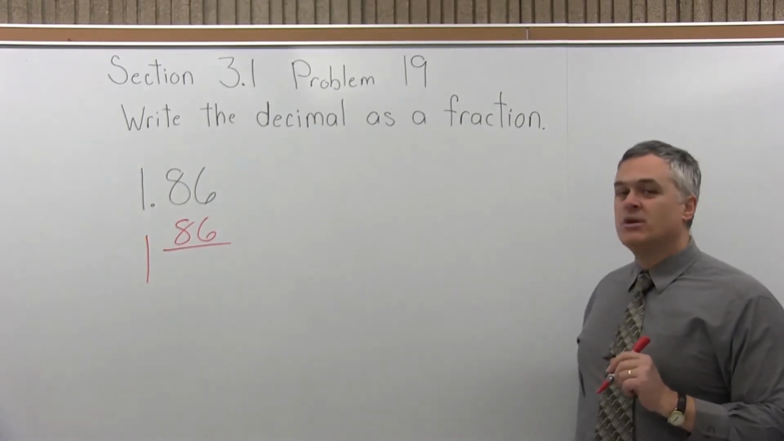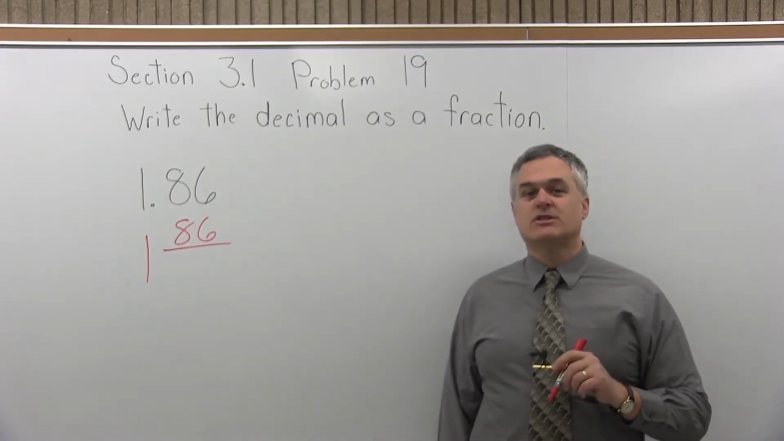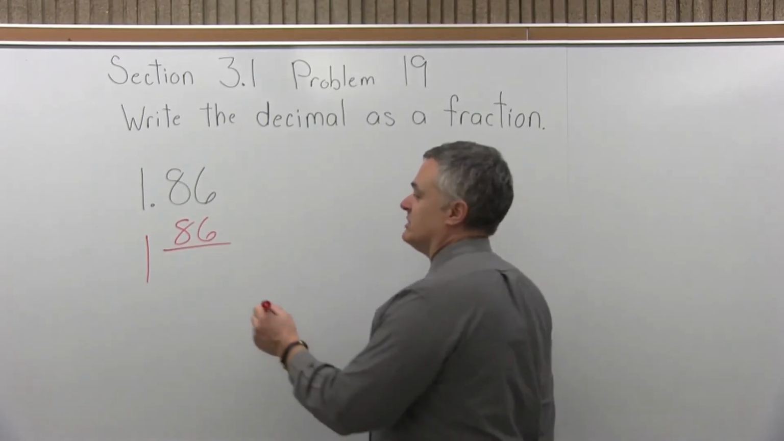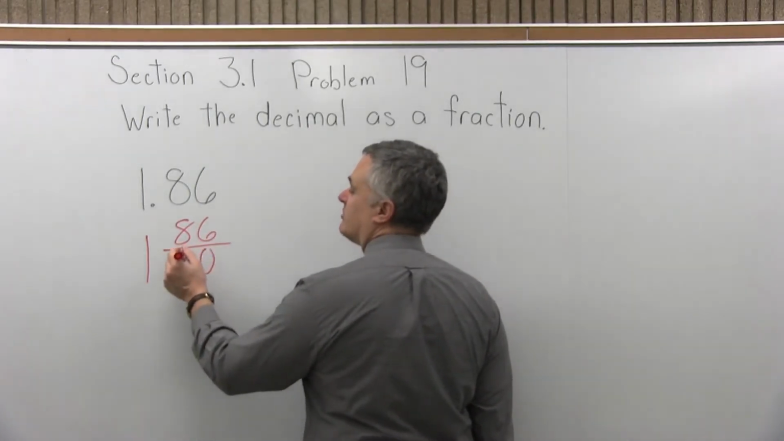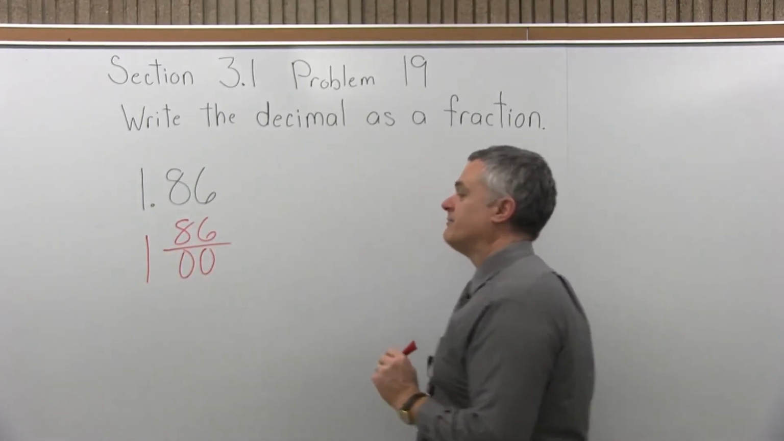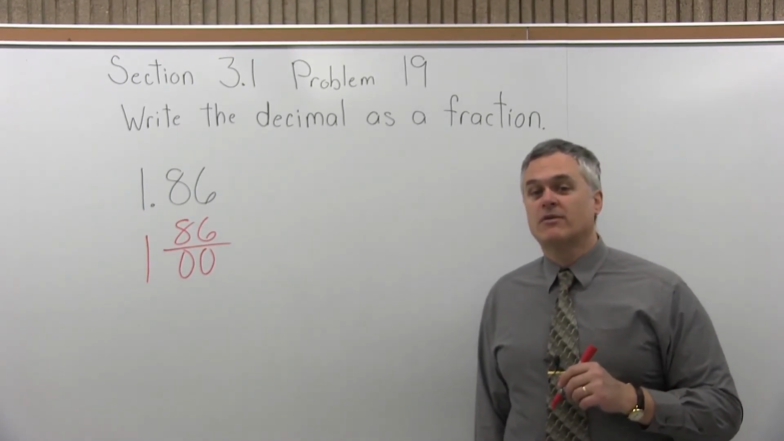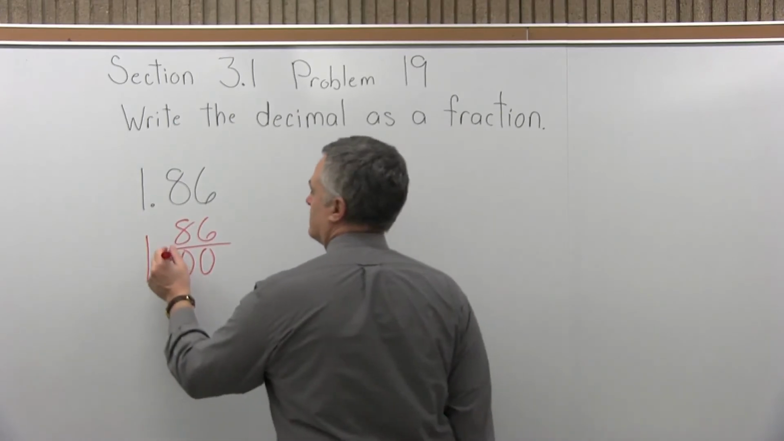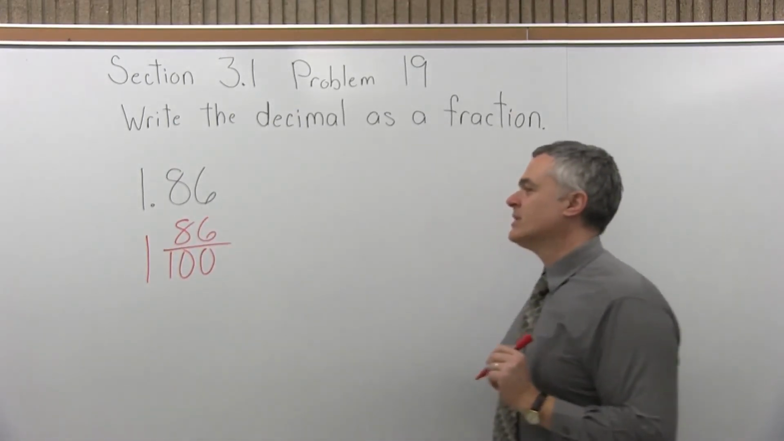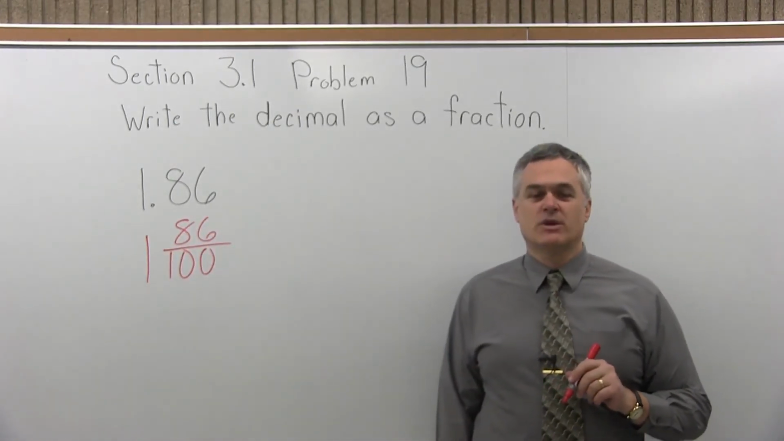Step 2, put a 0 under each digit that's in the numerator. I have 2 digits in the numerator, my 8 and my 6, so I put 2 zeros in the denominator. Step 3, put a 1 in front of the bottom zeros. There's a 1. So I have 1 and 86 100ths.